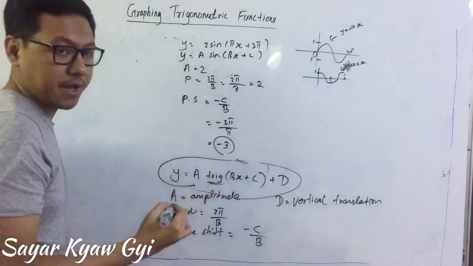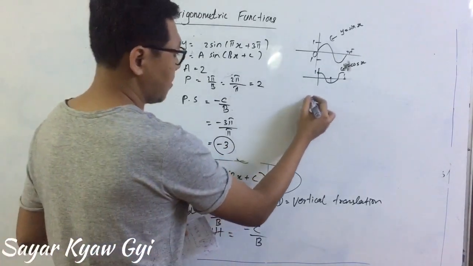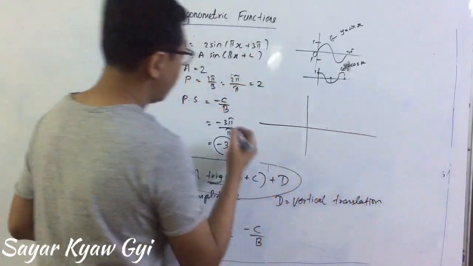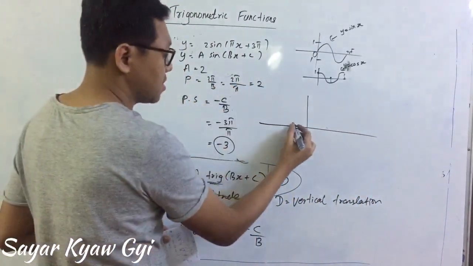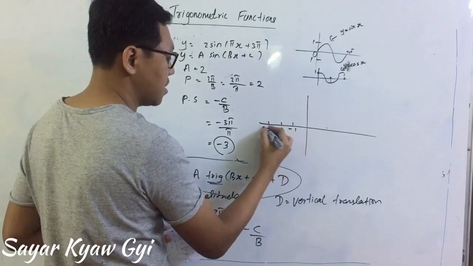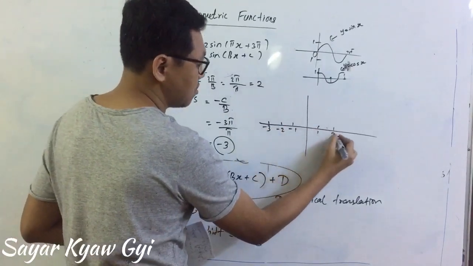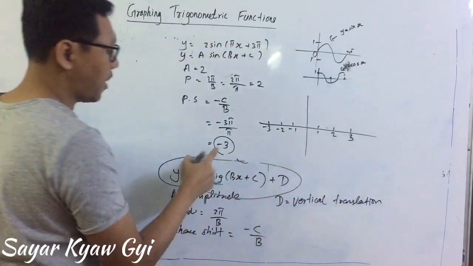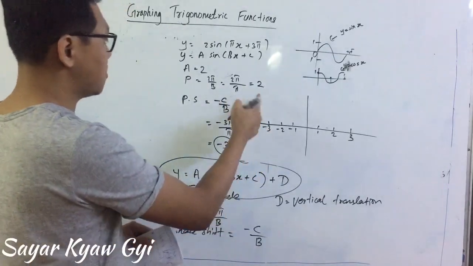It's a starting point, right? The way you start the function. Okay, now let me do. We have to start from negative 3 here. So negative 1, negative 2, negative 3. 1, 2, 3. Now you know the starting point. Starting point is this, and you know how long it is.